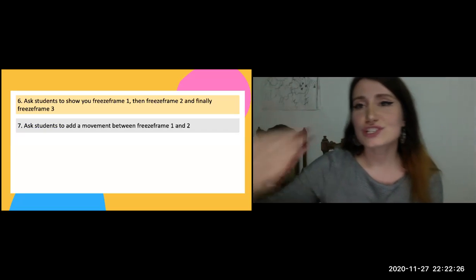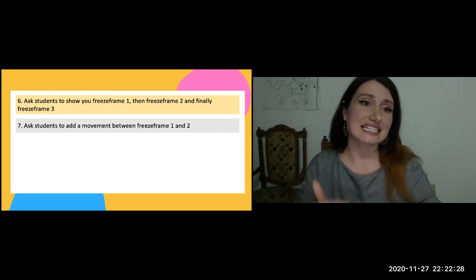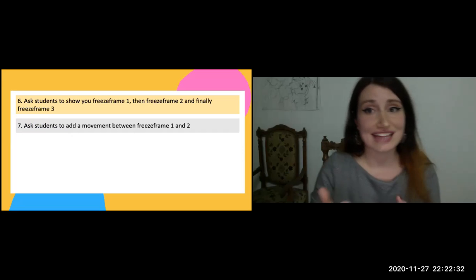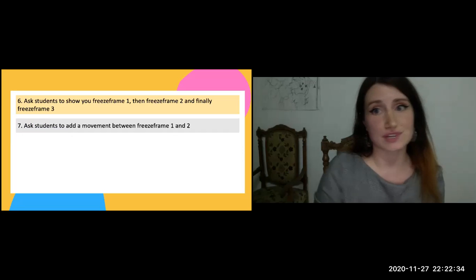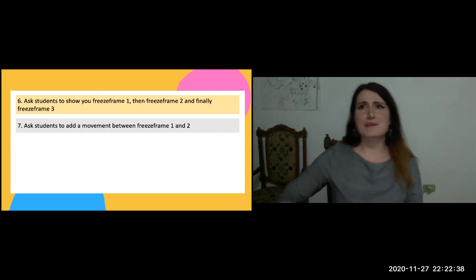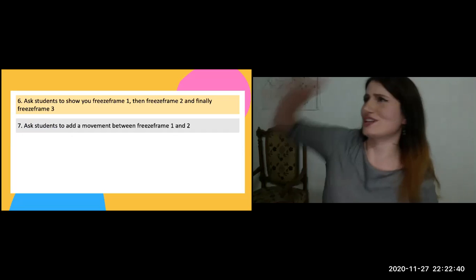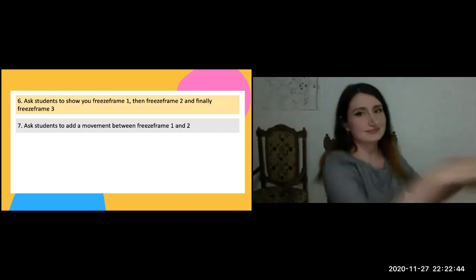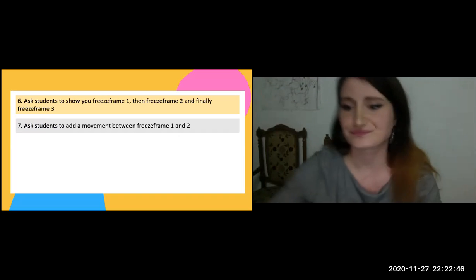And then what we want to do from the freeze frames is begin to turn it into action. So we can ask students to add a movement between freeze frame 1 and freeze frame 2. So they might be in position, they're like this, and then they just move and they turn into their space rocket. So we see a movement.